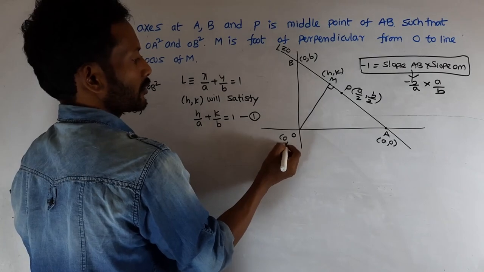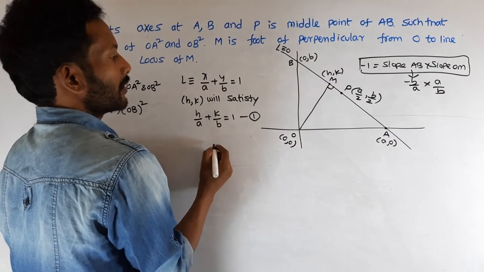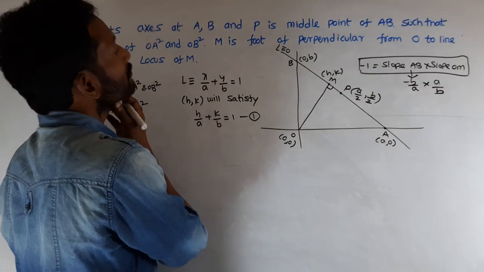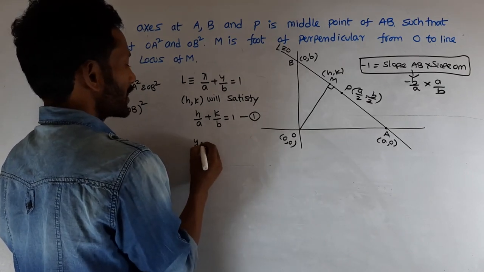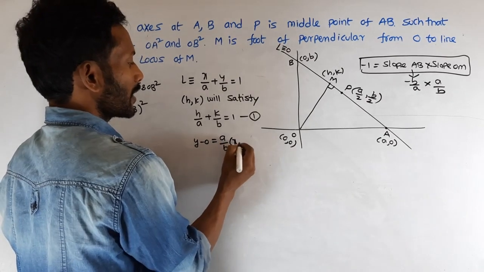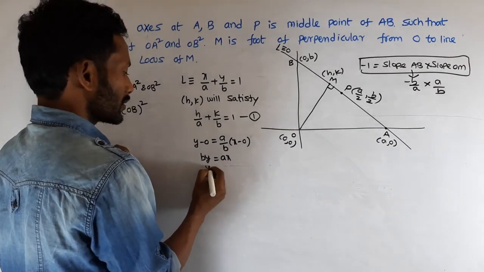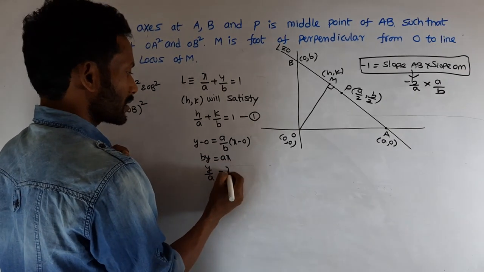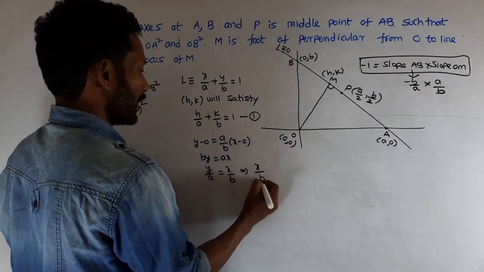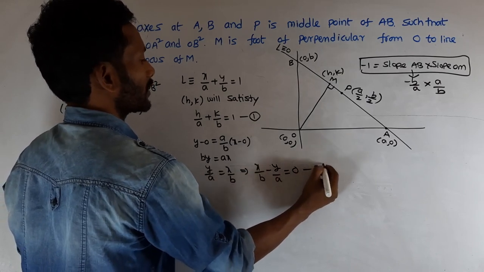Slope is available and a point is available, the origin 0 comma 0. We can find the equation of this line. Y minus y1 equal to slope into x minus x1, where slope is a by b. So by equals ax, so y by a equals x by b. This will be x by b minus y by a equal to 0. That is equation 2.